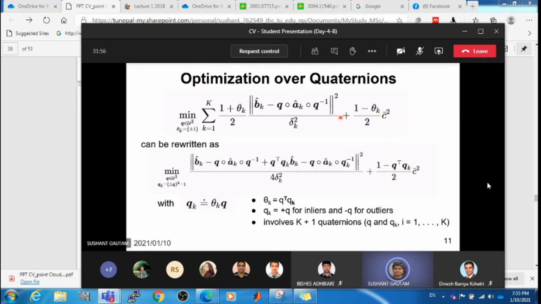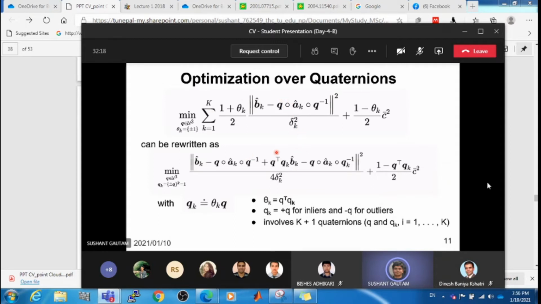To reformulate, we are duplicating the quaternion k times, multiplying q by theta. That means we just multiply these terms. So we will have k numbers of qk's here. You can see k number due to summation. Here is summation. Now you can imagine every point now rotates by itself with its own qk. The benefit is this equation looks more convex than the equation at top.